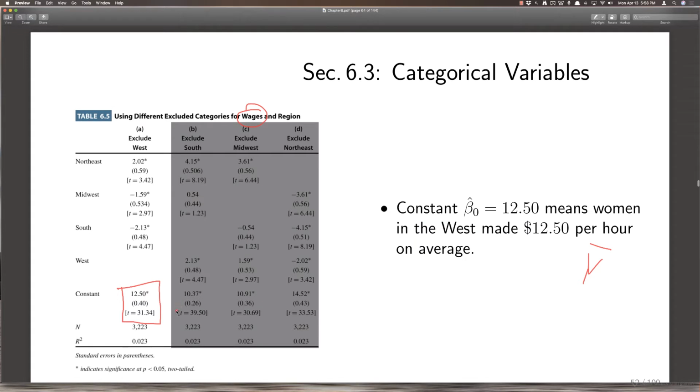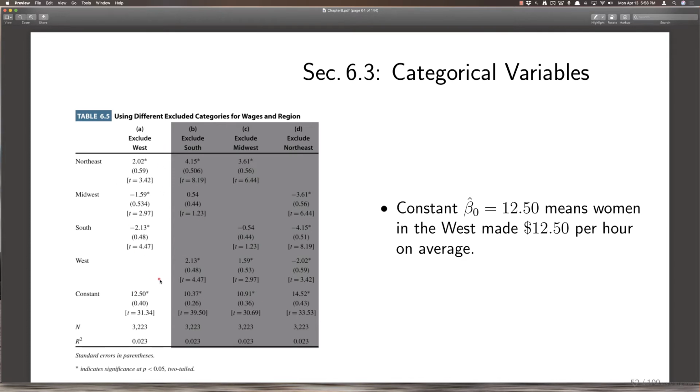All right, so women in the West, this was a data set for only women. Sorry, I forgot to mention that earlier. Women in the West make $12.50 per hour on average. So just like it was for the difference in means test, the constant beta naught hat is the average value of the dependent variable for the group we left out, the 0 group. Notice, people in the West got a 0 for South, they got a 0 for Midwest, and they got a 0 for Northeast, right? Because they don't live in the South, they don't live in the Midwest, they don't live in the Northeast. So this is the average for that excluded group or that baseline group.